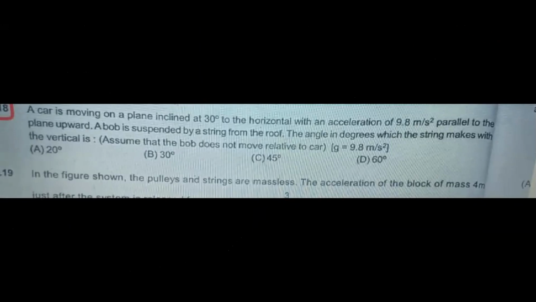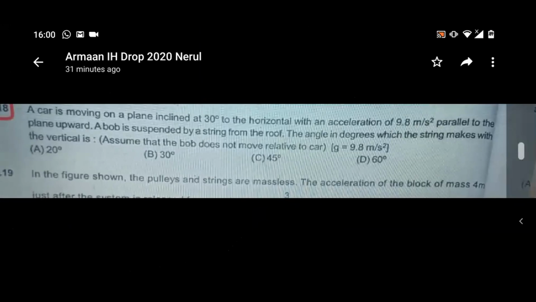So a car is moving on an inclined plane surface at 30 degrees to the horizontal with an acceleration of 9.8 parallel to the plane upwards. A bob is suspended by a thread from the roof. The angle in degrees which the thread makes with the vertical is how much?